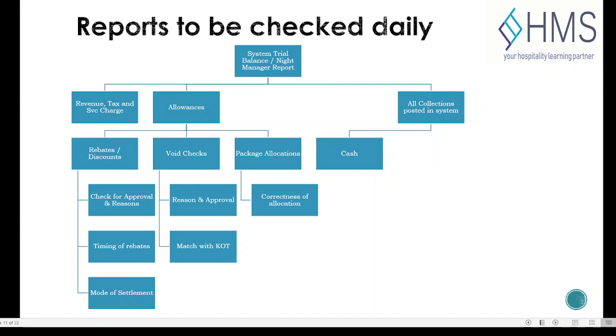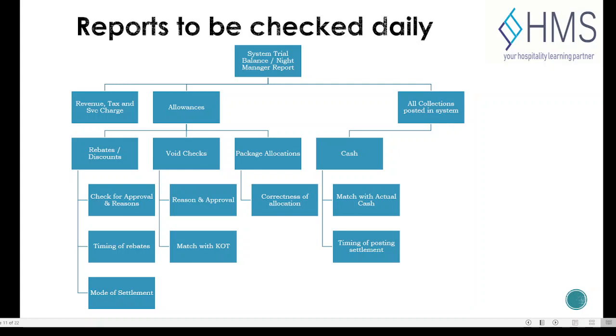Then there are all the collections that are supposed to be posted into the system. That's another job that they have. So the posting can be done by cash. You have to make a match with the actual cash collections from the cashiers, and also the timing of posting the settlements, because sometimes it happens that the cash is collected, and then it's not posted on time, right? So you have to post the cash collections within a couple of minutes.